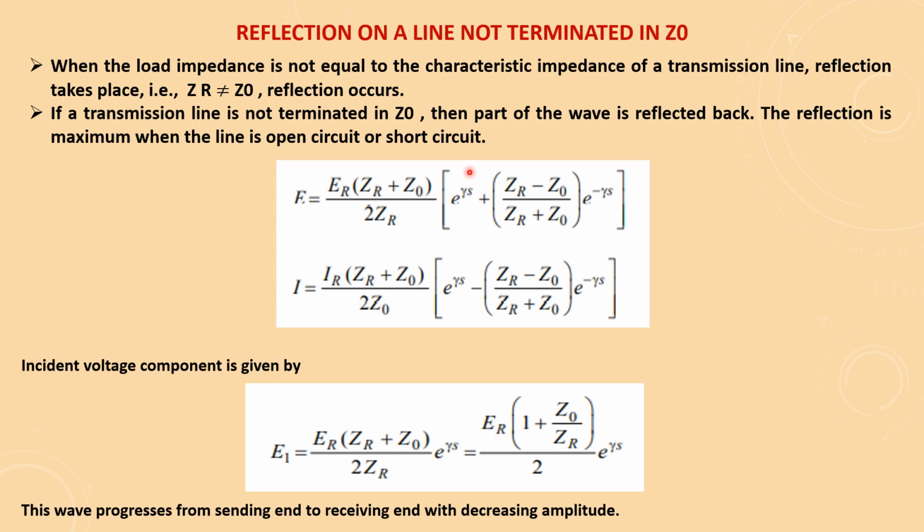The component with e power gamma s is nothing but the incident wave. The component with e power minus gamma s represents the reflected wave. For simplicity, I'm just considering the voltage equation here, so that we can write the incident voltage as in this equation, and by making Z0 equal to ZR, the second term becomes 0, so that we can write E1 is equal to ER of ZR plus Z0 by 2ZR into e power gamma s. As I told you, the component with e power gamma s will act as the incident voltage. Since it's a voltage, we can call it the incident voltage.